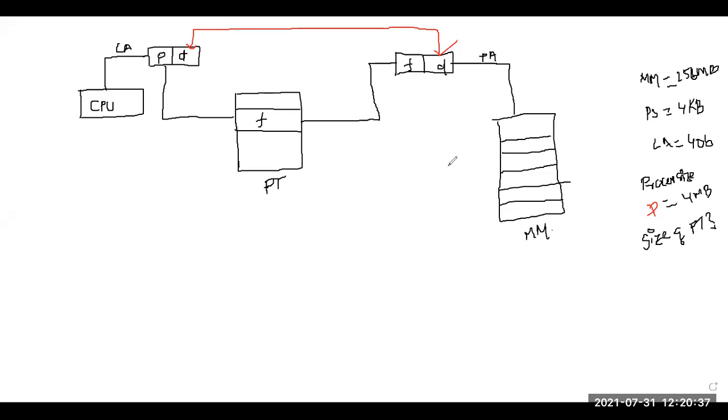So now let us understand how to calculate. Initially, what is given? We are given the main memory size, which is 256 MB. As we know, if the main memory size is given, can I calculate how many bits are used for the physical address? Yes or no? Yes, you can calculate. So how many bits are used for physical addressing?